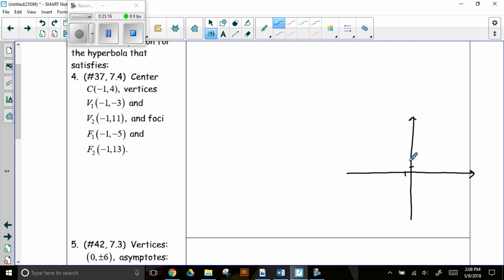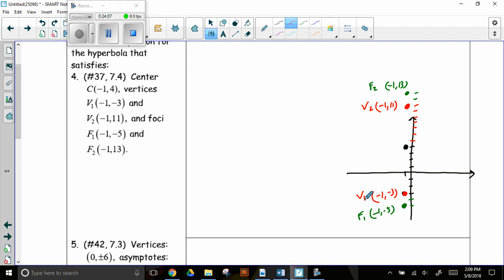So my center is negative 1, 4: 1, 2, 3, 4. The vertex is negative 1, negative 3: 1, 2, 3. So my vertex is there, and my other vertex is negative 1, 11: 5, 6, 7, 8, 9, 10, 11. Okay, that's negative 1, 11. This is negative 1, negative 3. We also have two foci, and my foci are negative 1, negative 5 and negative 1, 13. Okay, so we have those labeled.